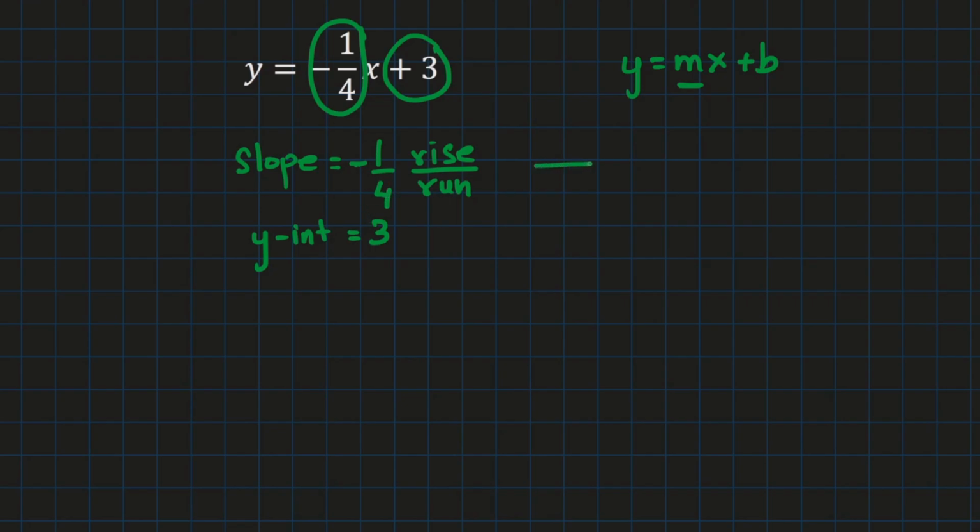That means simply that I will go 1 unit down for every 4 units right. But if I distribute this negative sign to the denominator, that would mean I'm going 1 unit up for every 4 units left.